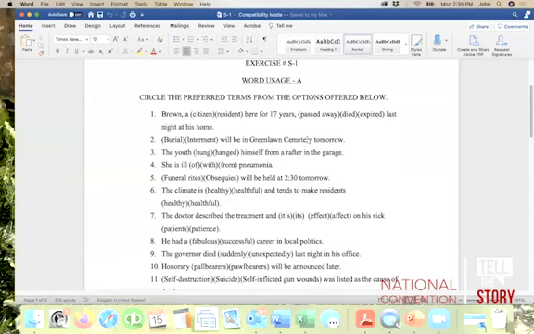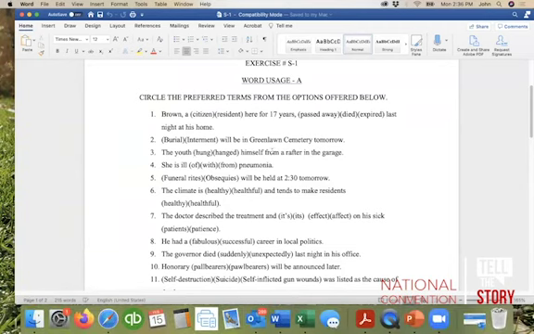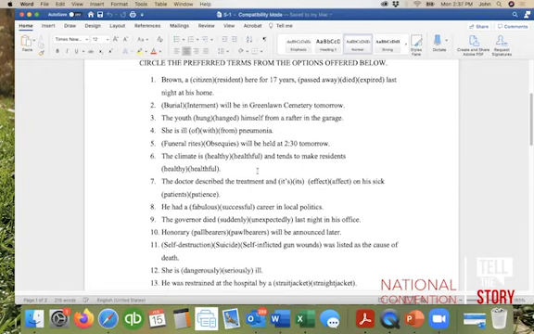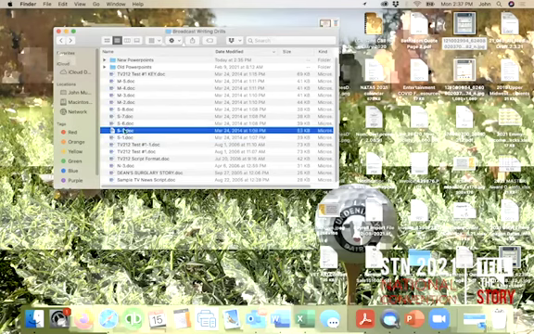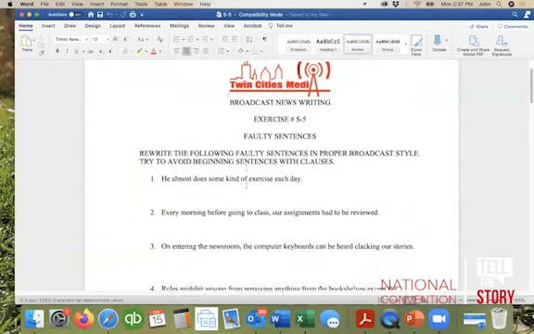Burial or internment will be at Green Lawn Cemetery tomorrow. Burial. The youth hanged himself from a rafter in the garage. Hanged would actually be grammatically correct. She is ill of, and some of these I wouldn't even write this way, I'm just looking at the other words. She is ill with pneumonia. Funeral rites or obsequy. I don't even know. I can't even pronounce that word, so I know I wouldn't use it. So this would just be an example, and you can look at that how you want.